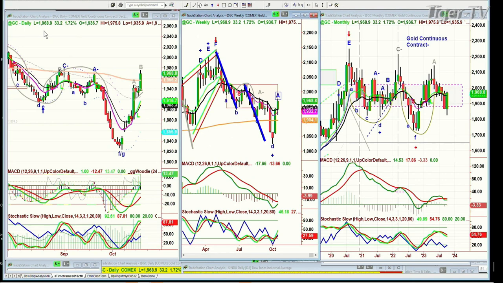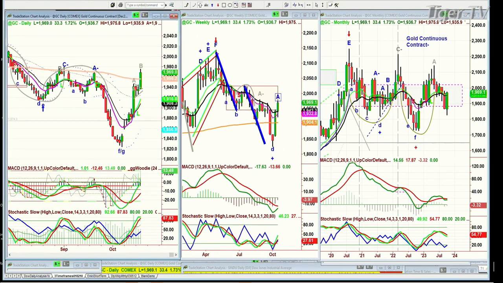It's up 33 at 1968, above the 200-period moving average, which was fabulous resistance. You could use that as a benchmark for a reversal to the downside. Now it's breaking decisively today to the upside, and that means that this level of 1953 is going to be really important to hold.